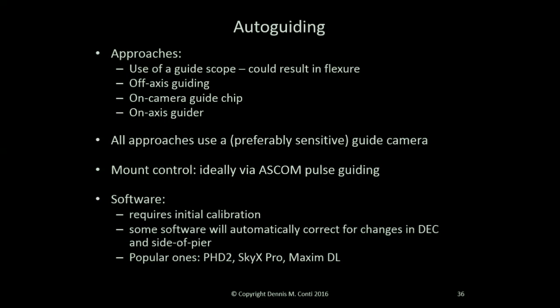Some auto guiding software will automatically correct for changes in declination, as well as for the side of the pier. So that would alleviate the observer from having to recalibrate or do any kind of manual Dec calibration changes. And finally, some of the more popular auto guiding software products that are out there are PHD2, the Software Bisque SkyX Pro product, and MaxIm DL.